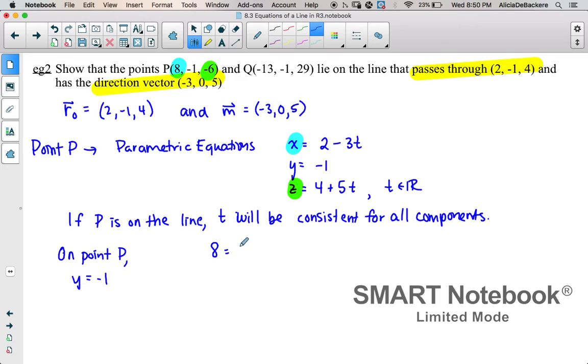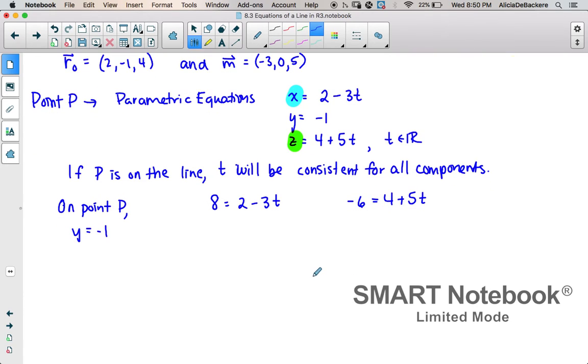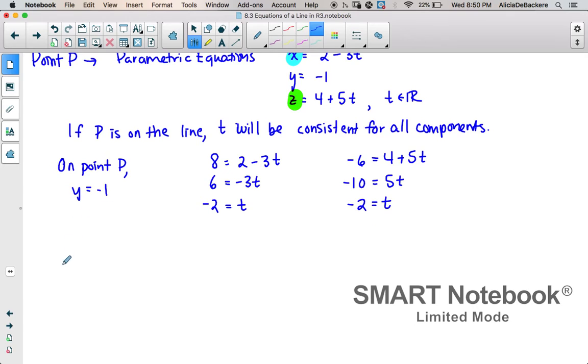So 8 is equal to 2 minus 3t, and -6 is equal to 4 plus 5t. And then I'm just going to rearrange and show that it's actually the exact same t value for both of these equations. So I'm bringing the 2 over and subtracting it, and then bringing the -3 over and dividing it out. And then over here I'm going to bring the 4 over and subtract it, and then bringing the 5 over and dividing it out. And what do you know? I got the same t value, and that tells me that P is in fact on the line.